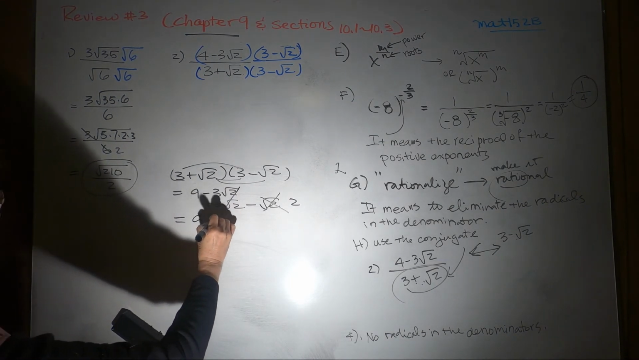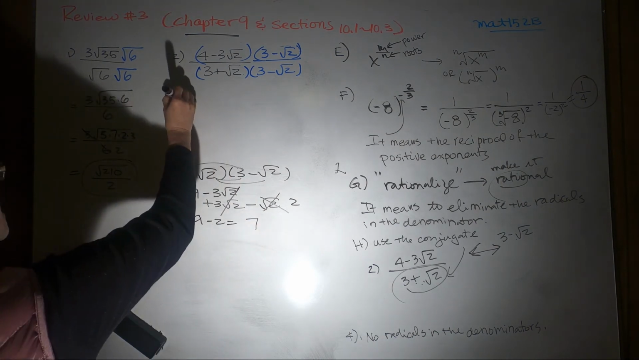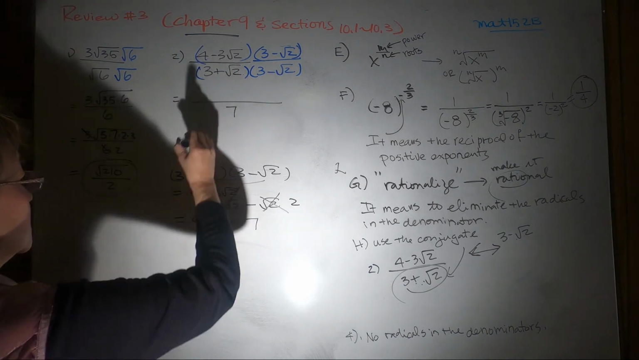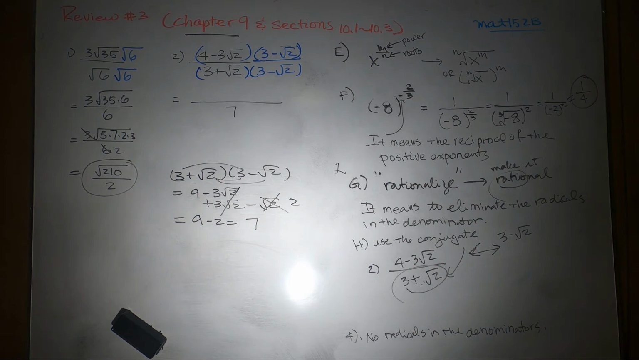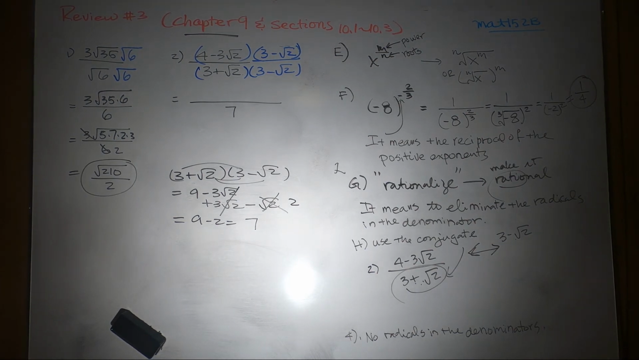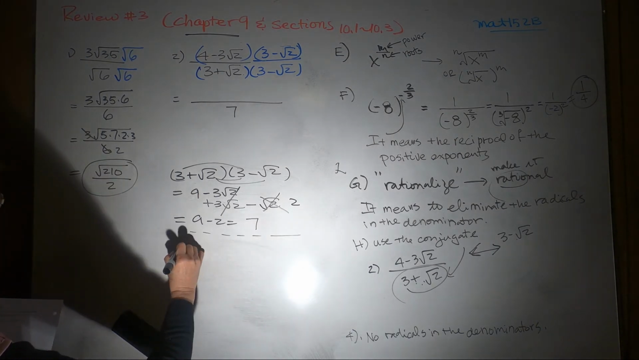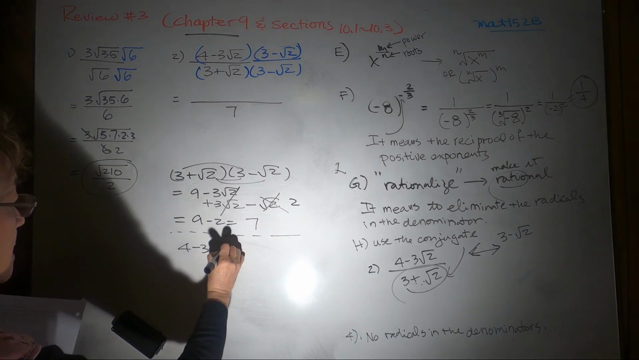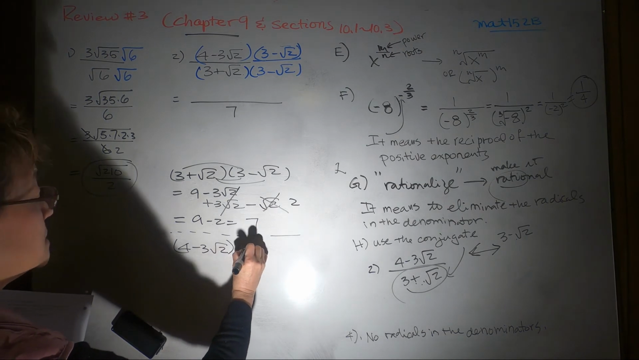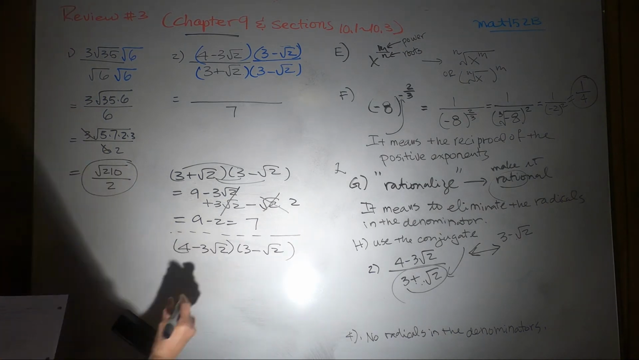So 9 minus 2 is what? 7. So the denominator is 7. So we eliminate the radicals in the denominator, right? So we rationalized. Then on the top, let's see, we do our FOIL.